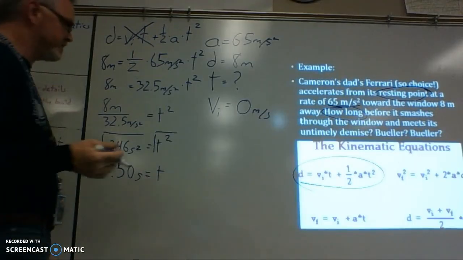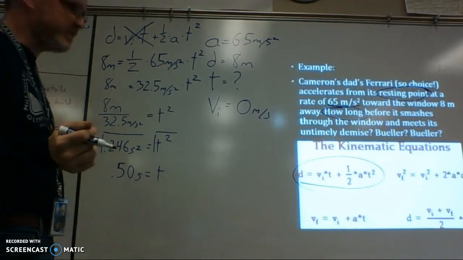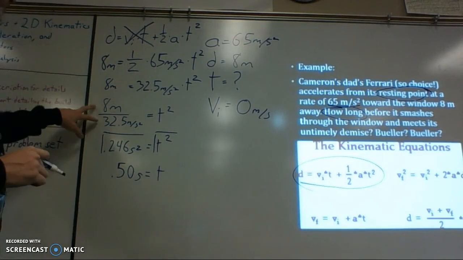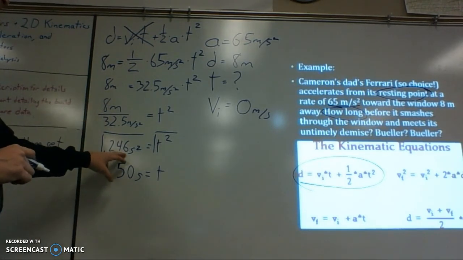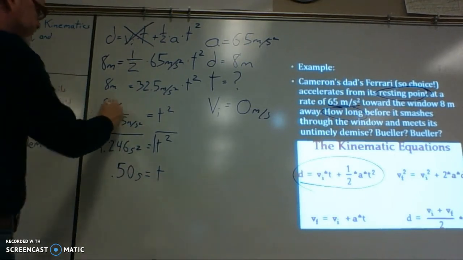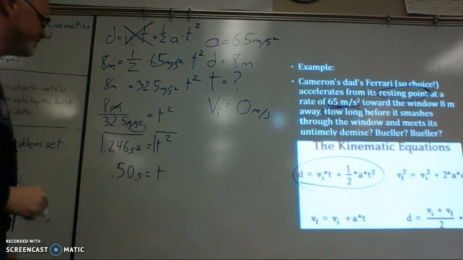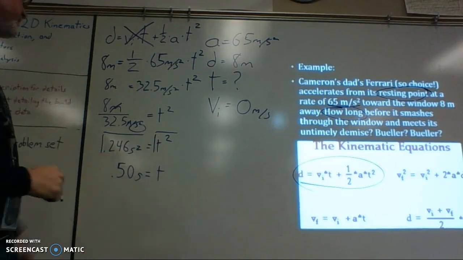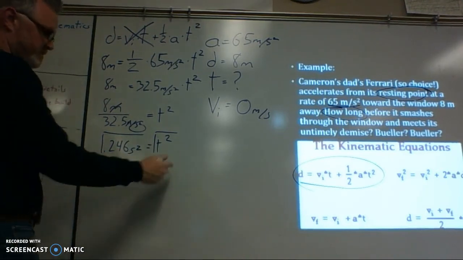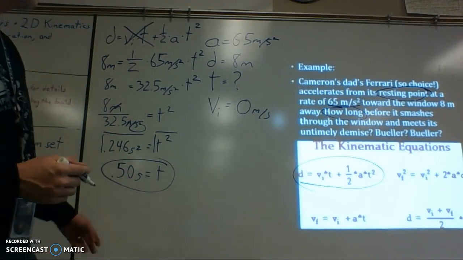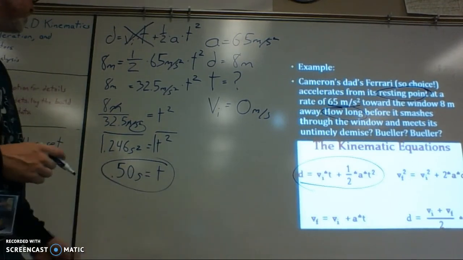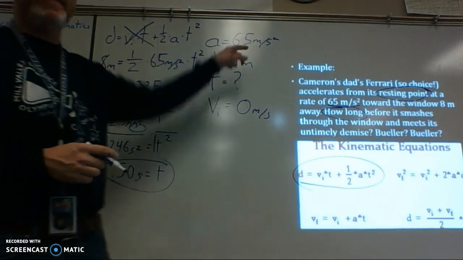All right, being the kind person I am, I went through and calculated that out for you. Notice you divided this side by 32.5, you ended up with 0.246 seconds squared. Your meters cancel out, leaving seconds squared. So square root of each side, you get 0.5 seconds as your time, which is a reasonable amount of time you'd expect for a car to go 8 meters at a huge acceleration of 65 meters per second squared.